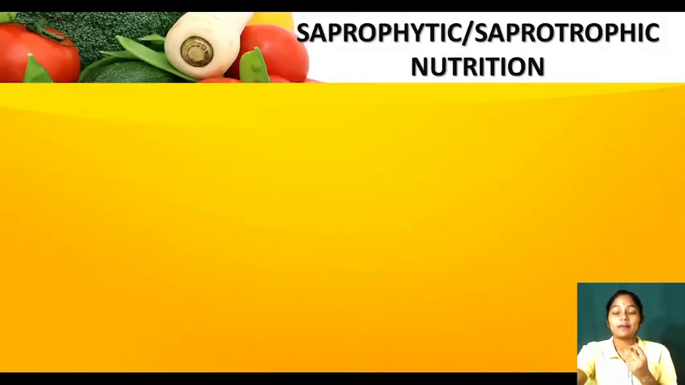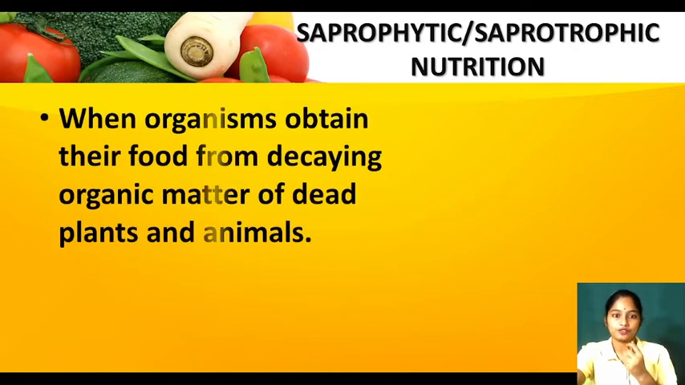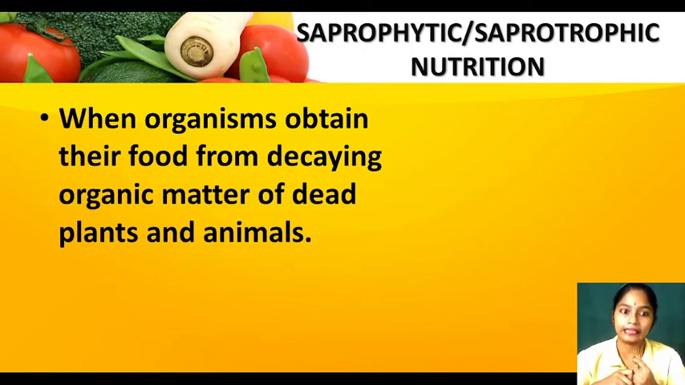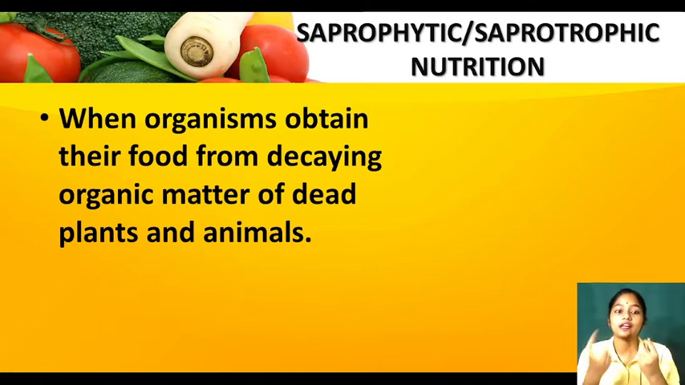Now see saprophytic or saprotrophic nutrition. What is saprophytic? When organisms obtain their food from decaying organic matter of dead plants and animals. It means they depend on the dead plants, as we have seen in the mushroom. The mushroom grows on dead and decaying organisms or plants. They release certain chemicals which decompose this material, and they grow on the dead and decaying matter and get their nutrition. Clear? Yes.